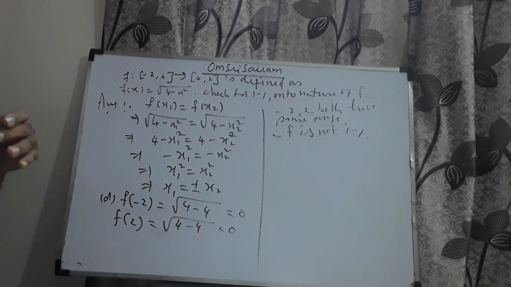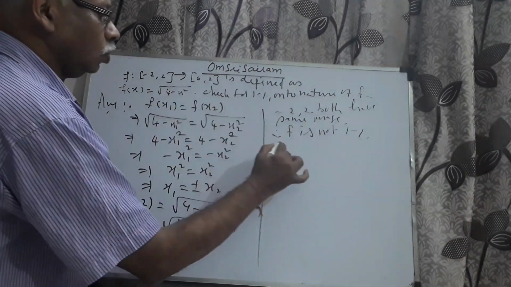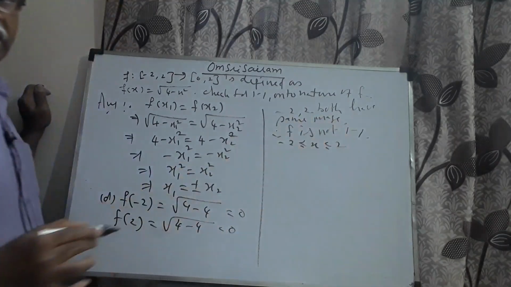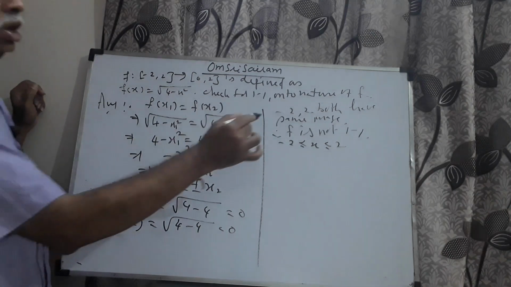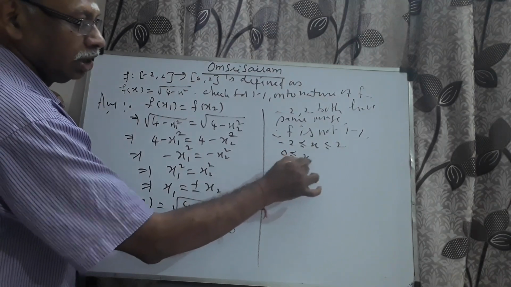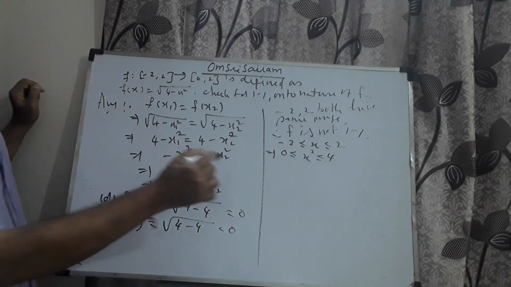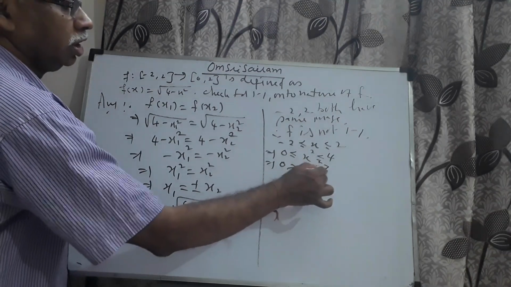Normally by range, I mean the set of all values y or f of x takes is called the range. Now the domain is the closed interval minus 2 to 2, therefore minus 2 less than or equal to x less than or equal to 2. What are all the values x can take in general is called the domain. Now, taking square on both sides, I'll get 0 less than or equal to x square less than or equal to 4. Then 0 greater than or equal to minus x square greater than or equal to minus 4.